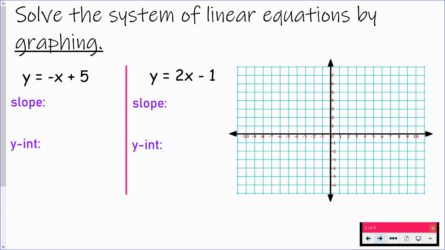And last example. My slope is going to be -1/1, and my y-intercept is going to be 0, 5. Okay, so I'm going to start at 5, down 1, right 1, down 1, right 1, and so on, repeating down the line. Woo! Okay, reverse, reverse. Up 1, left 1, up 1, left 1, up 1, left 1.